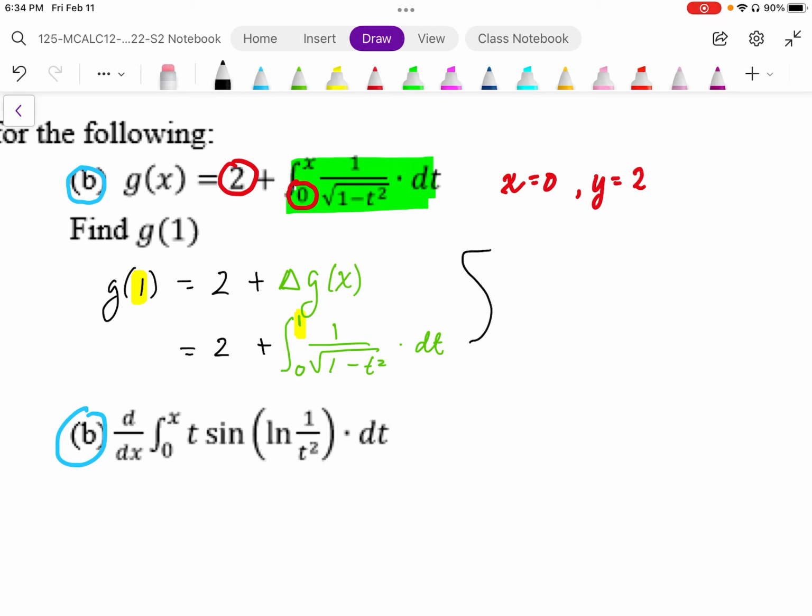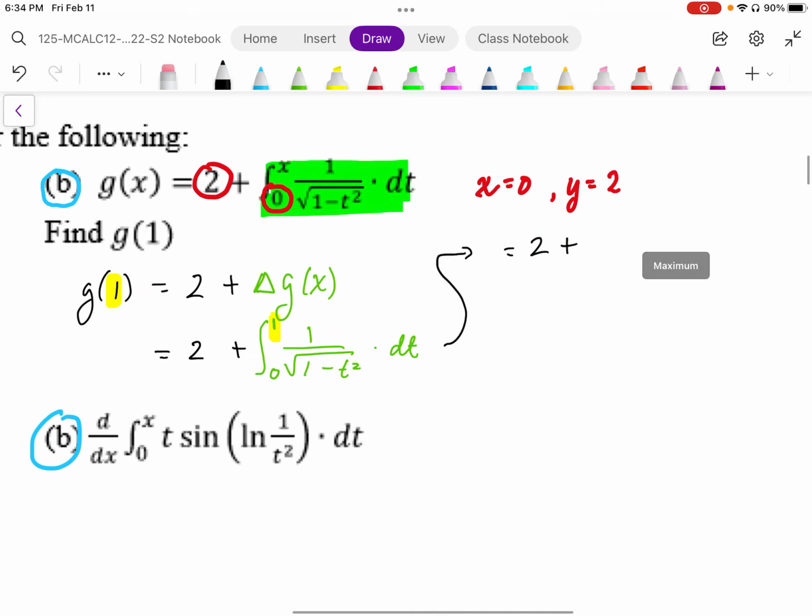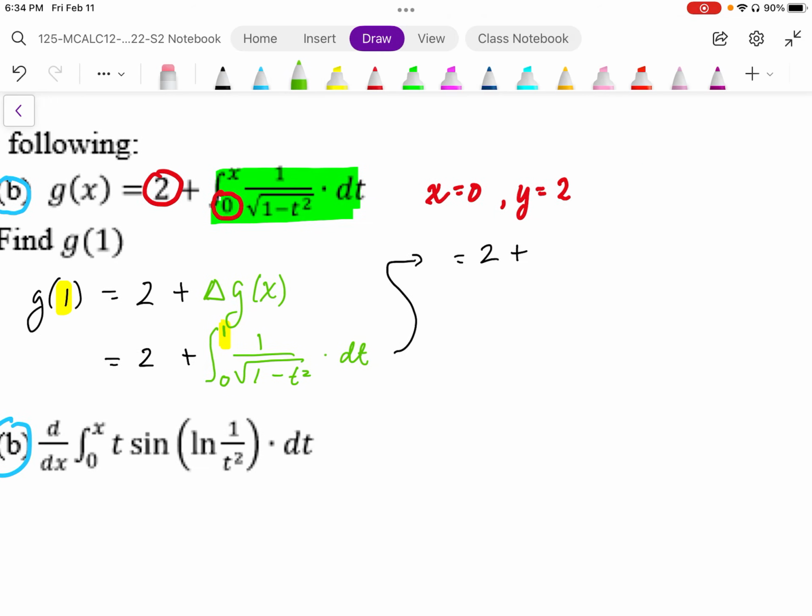Okay, so I'm going to do this over here. This is equal to 2 plus, I'm going to use the antiderivative and the change in the antiderivative to work out the area under here. The antiderivative of this function is going to be arcsine. So we have arcsine of t. Okay, so arcsine of t from 0 to 1, and that's going to give us the displacement, which will give us the change in g, which then allows us to find the y coordinate.